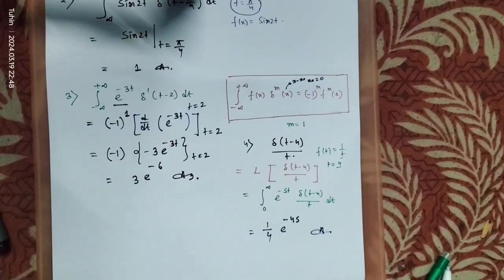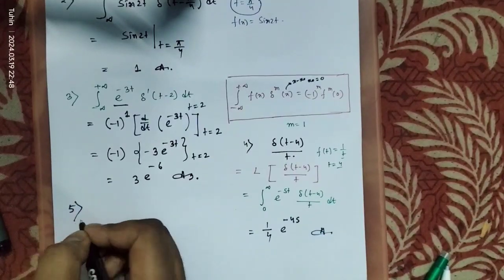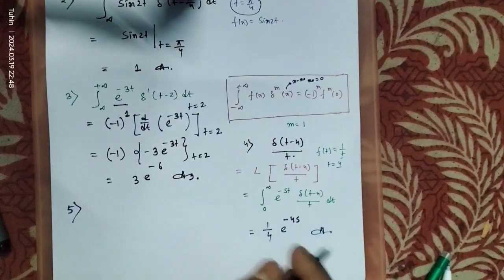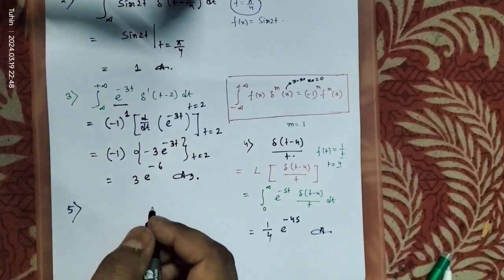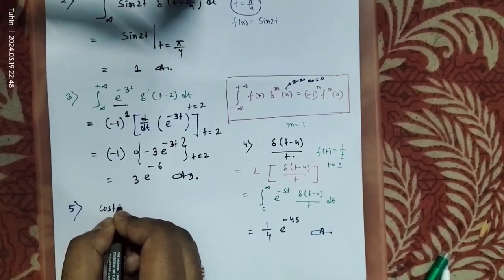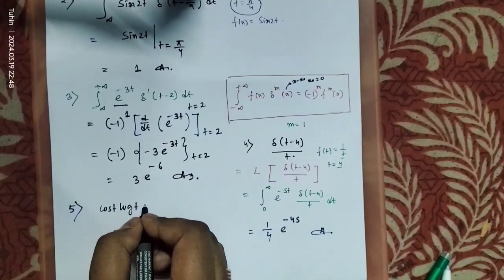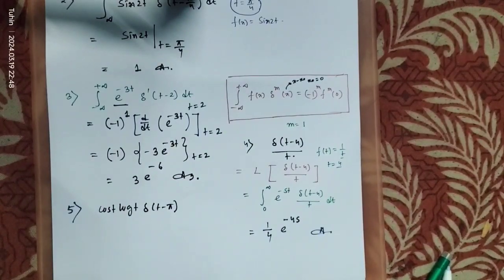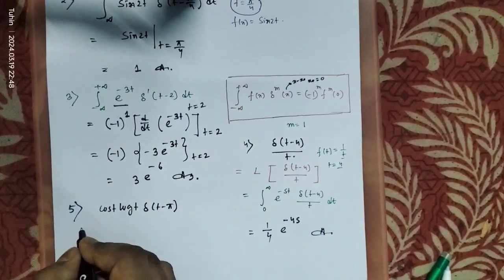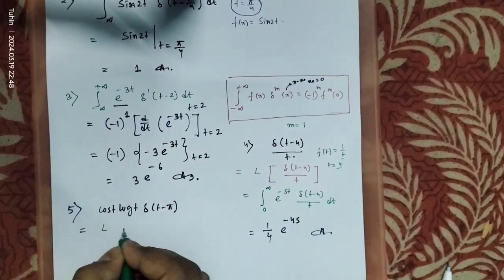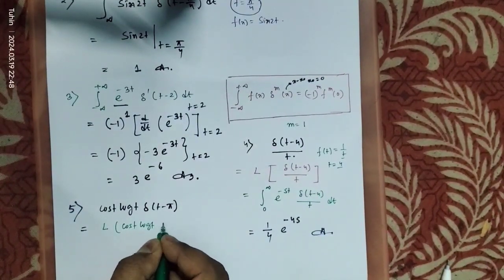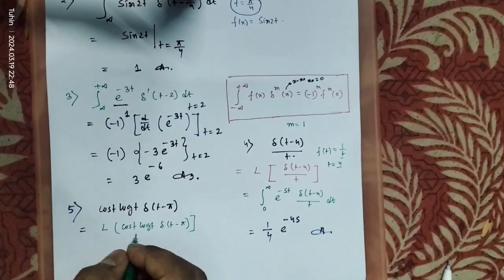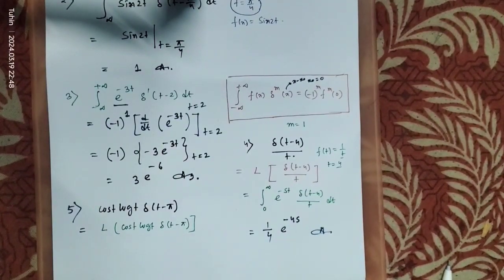And after that one problem, you will see this is also quite simple. Here it is given the function is cos t log t and delta of t minus pi. So you need to find the Laplace transform of it. So at first you write L of cos t log t delta of t minus pi. I think it's not a very difficult work.